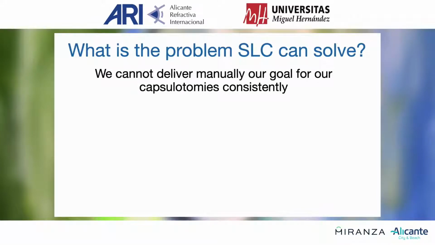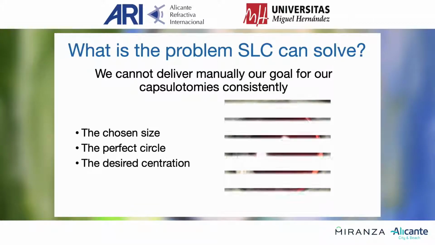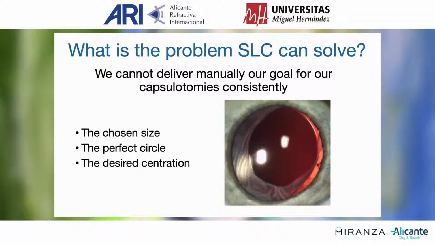It is that we cannot deliver manually our goal for our capsulotomies in a consistent manner. That is, to create a chosen size in a perfect circle and in the desired centration. Otherwise, we end up with capsulotomies that look like this over time, once the fibrosis in the capsule has taken effect.